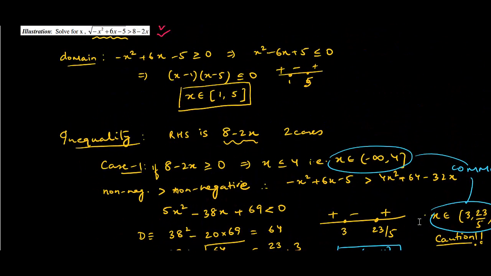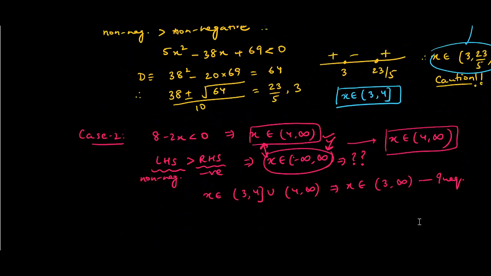the solution of the domain that we had obtained was x belongs to 1 to 5. So the common values of x which will satisfy this equation will be the intersection of these two again. So now I have to again take the common of these two, and my final answer will be x belongs to 3 to 5.